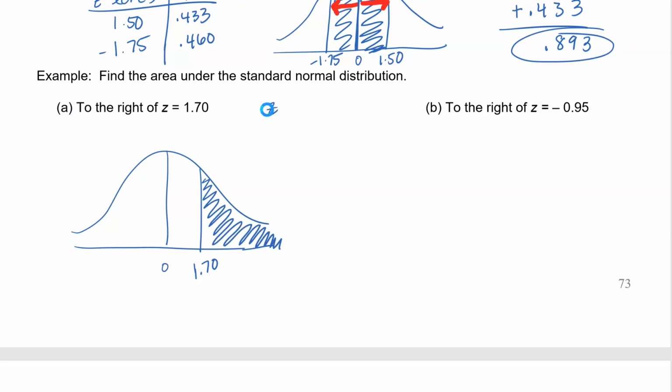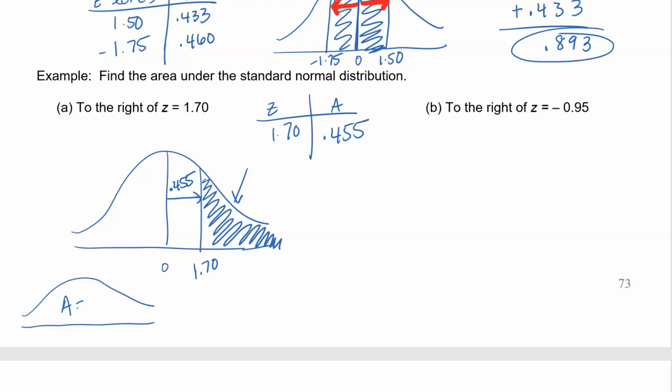Well, if I look up a z-value of 1.70, it's got an area of 0.455. So remember that that's the area starting at 0 going to that z-score. Well, I don't want that. I want this. One thing to remember is that the area under the curve, and actually I may not have mentioned this, but this is a great time to mention it now. The area under the entire curve is 1. And because it's symmetric, you can also say that each half is 0.5, okay? That's given for all standard normal distributions.